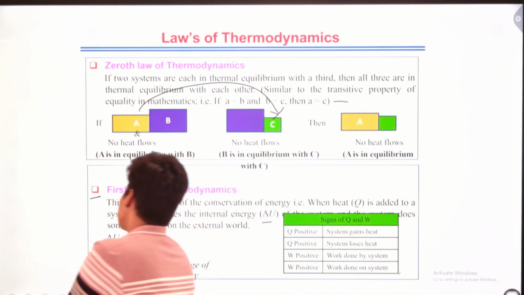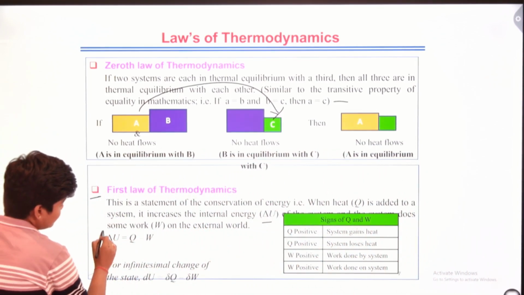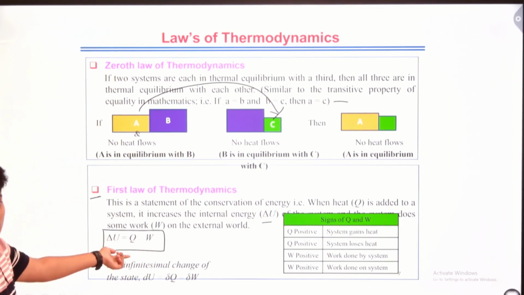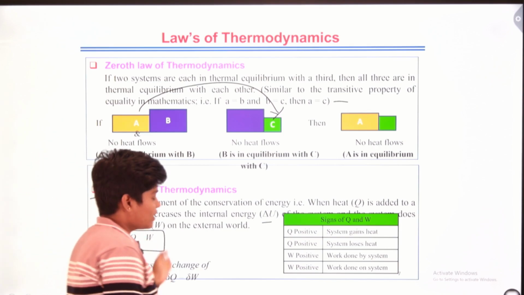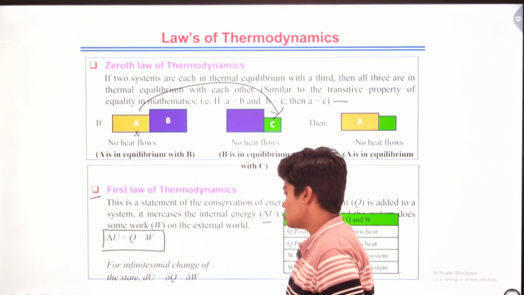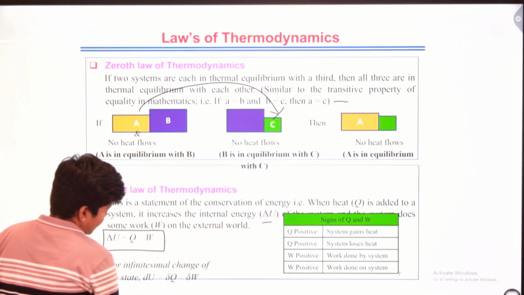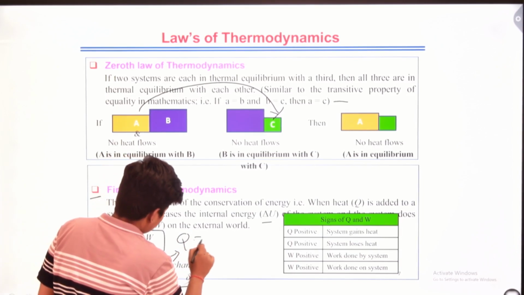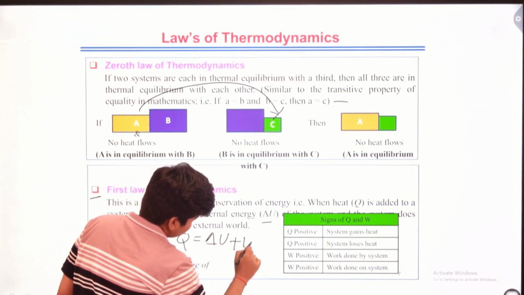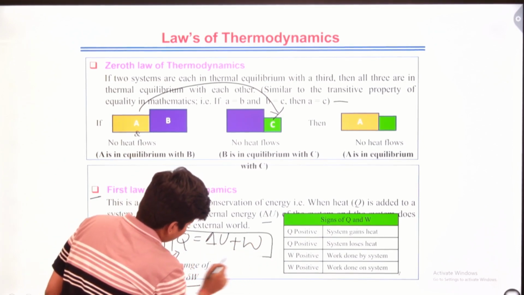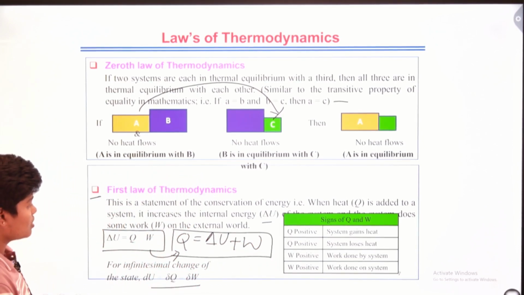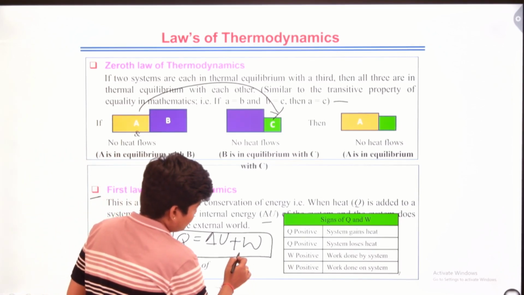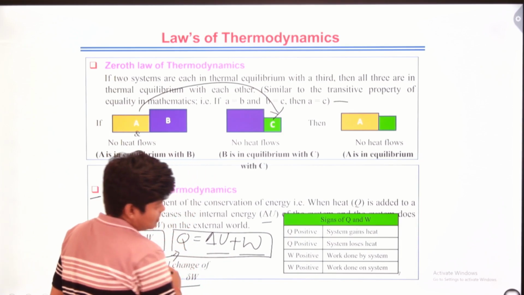So here we get one equation: ΔU = Q − W. Here U is internal energy, Q is heat gained and W is work done. For an infinitesimal change, we can write dU = δQ − δW. Here we can also write Q = ΔU + W. This is the first law of thermodynamics, the conservation of energy. However much heat is gained by a system, it will compensate by doing some work and changing internal energy.